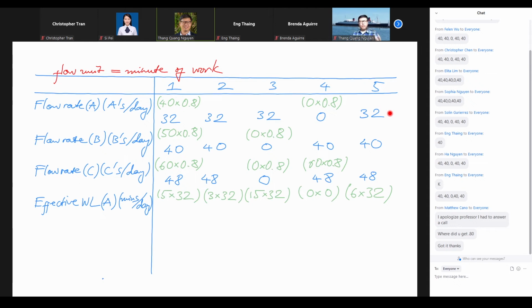Again, we have to be very specific, because if you work on this question in Excel, you have to know which cell multiplies with which cell. So we have the effective workload from A, just multiply it out. Then we have 160 here, and then 96, then 480, minute 0, and then 192, right?